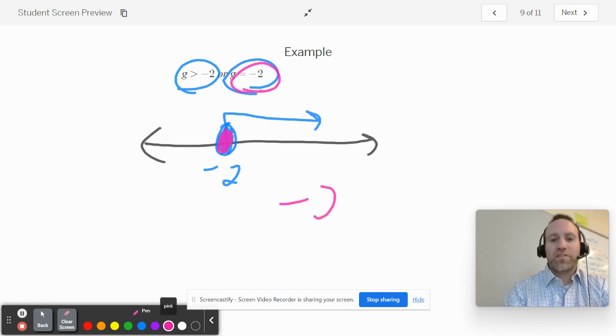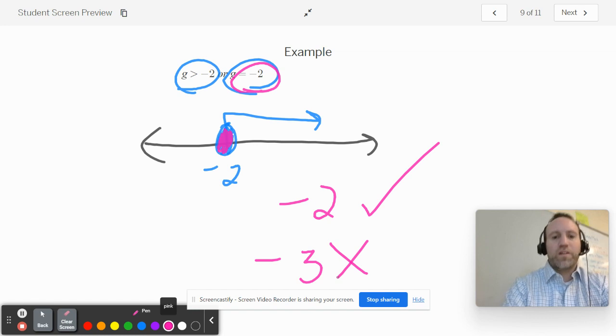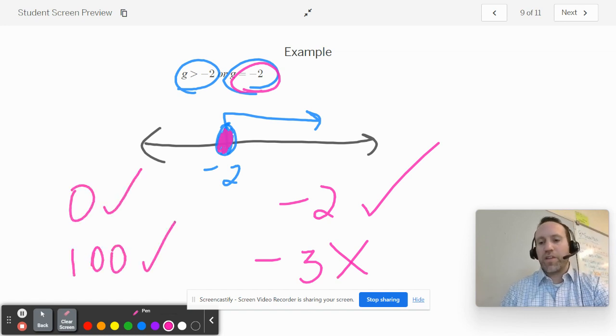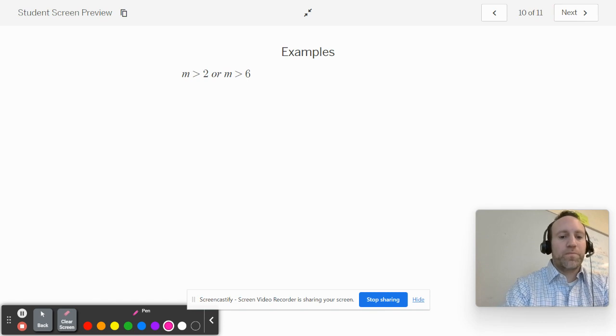So does -2 work as a solution? It does. Does -3? No. Does 0? Yes. Does 100? Yes. Any number that is shaded is going to work. Okay. Next example.